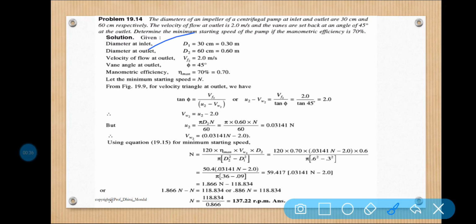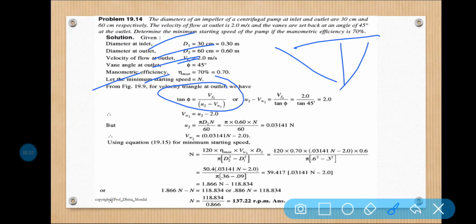Here the diameter d2, the velocity of flow at outlet, phi, and the manometric efficiency are given. You have to find the minimum speed required to run the centrifugal pump. If I draw the velocity triangle, you have to find Vw2 from the equation tan phi is equal to Vf2 by (u2 minus Vw2). So from this equation you will get Vw2 in terms of n, the rotational speed.